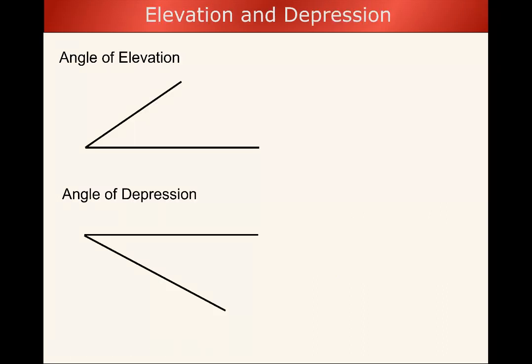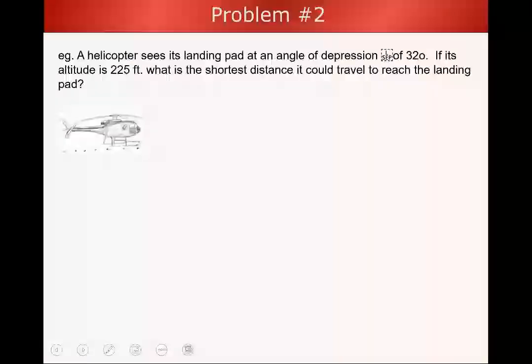I got a couple word problems I'm going to finish off with here. One's on angle of elevation and one's on angle of depression. So angle of elevation would be, it's like there's an imaginary horizontal line, and angle of elevation would be the number of degrees it is above the horizontal line. Angle of depression is similar, where you've got this horizontal line, and it's the number of degrees below that horizontal line.